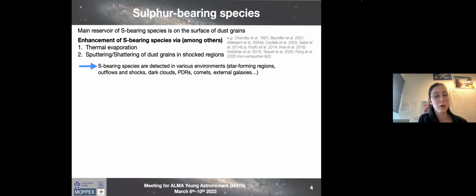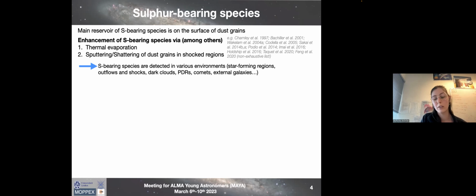Today I'm going to focus on the sulphur-bearing species. The main idea is that the main reservoir of sulphur-bearing species is on the surface of the dust grains. So if we want to have sulphur in the gas phase, there are mainly two processes among various others: thermal evaporation, and sputtering and shattering of dust grains in shocked regions. And this is why sulphur-bearing species are usually ubiquitous in our galaxy and also in external galaxies.